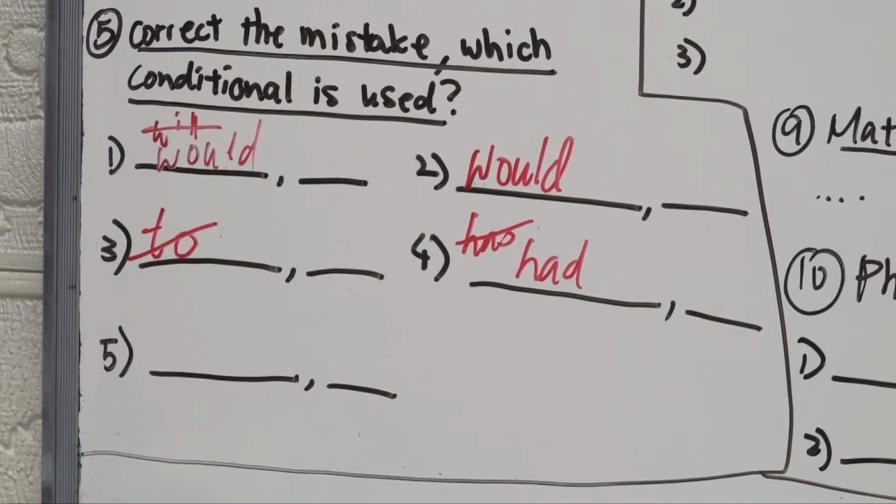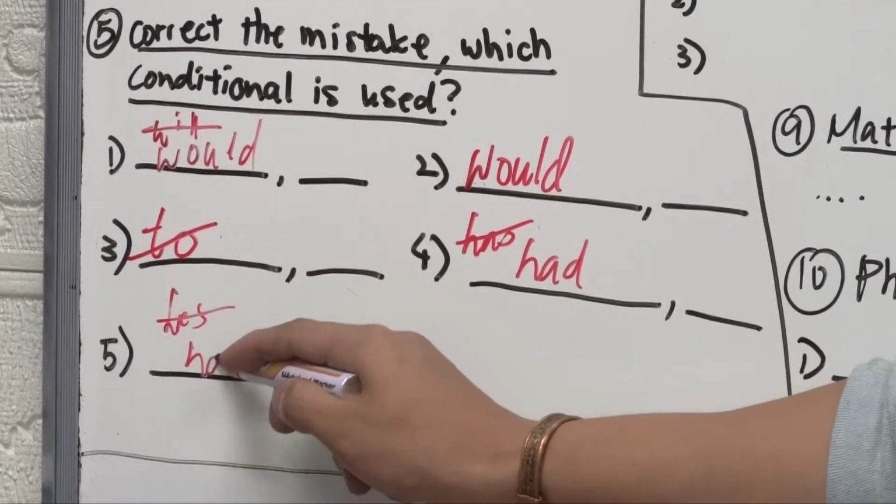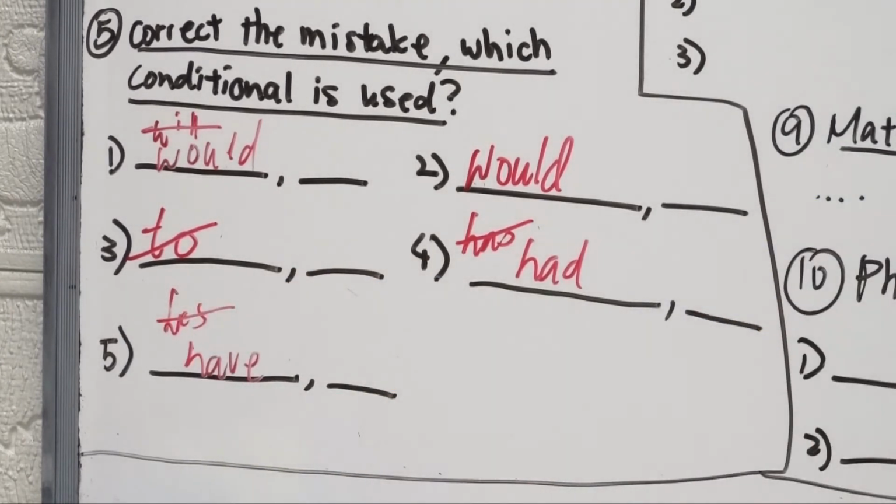All right, number five, last one. If I hadn't been tired, I would has gone home or gone out. I would have gone out. Very good. So has is wrong. It should be have. The first part is correct. The if clause is correct.